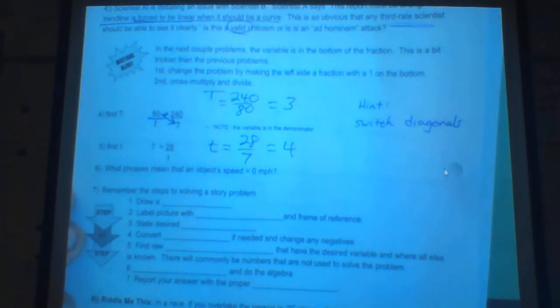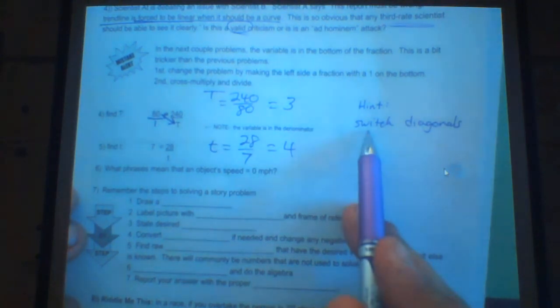That is a technique that we're going to be using many times throughout the year. So it'd be really good for you to get familiar with that. It's a variety of doing the cross multiplying and dividing. Once again, it's called switching diagonals.